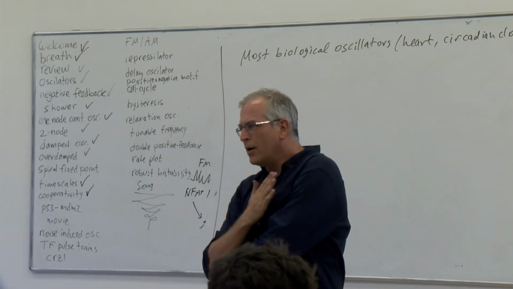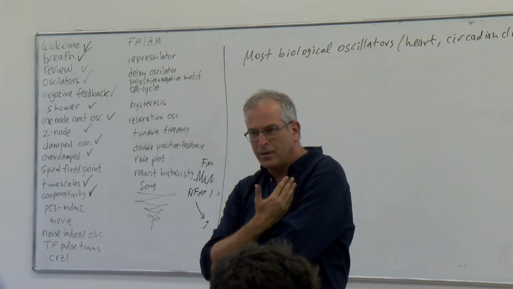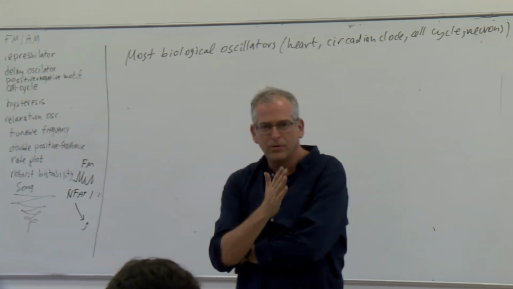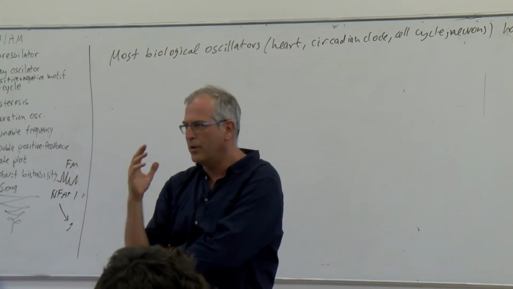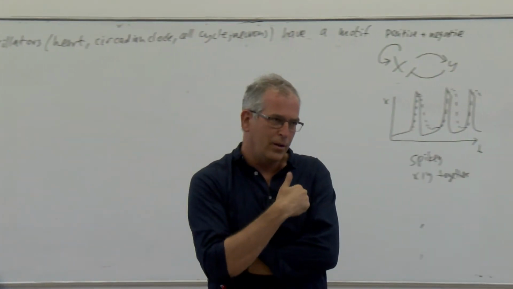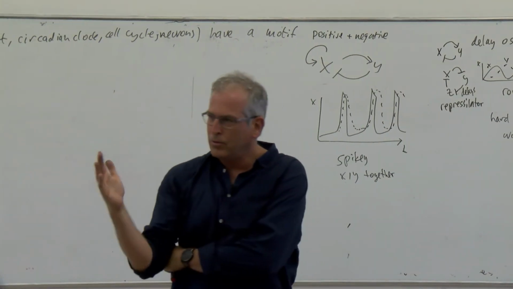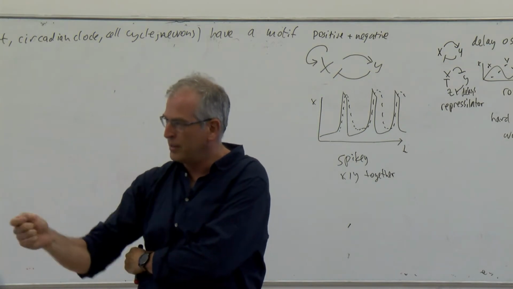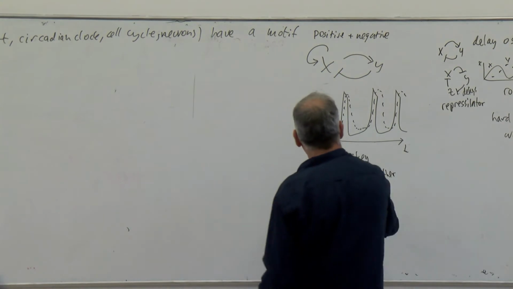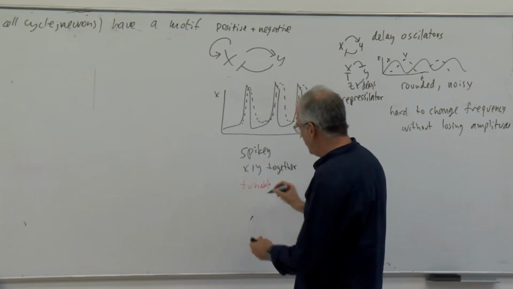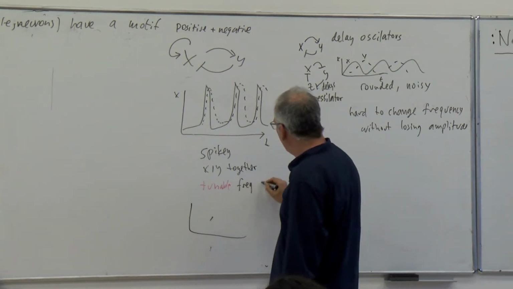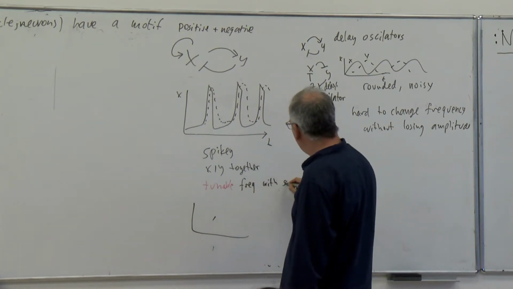But in our heart, as I said, we need to go from 60 beats a minute to 180 when we're exercising. Or in neurons, you have to tune the frequency too. Or in the cell cycle, some cell cycles in the embryo are every 20 minutes. In the old person, every 2 weeks. You still need good oscillations with tunable frequency. So this is tunable. You can get, by changing a parameter, tunable frequency with the same amplitude, basically.